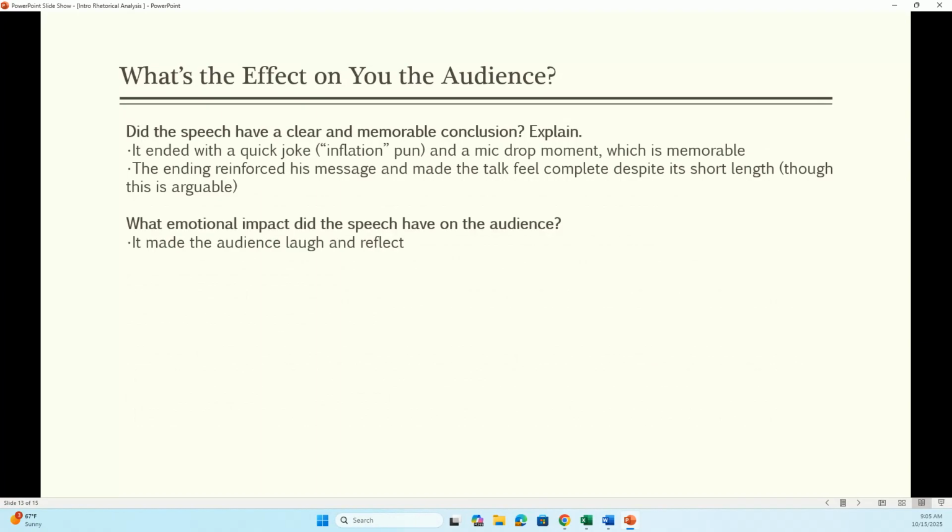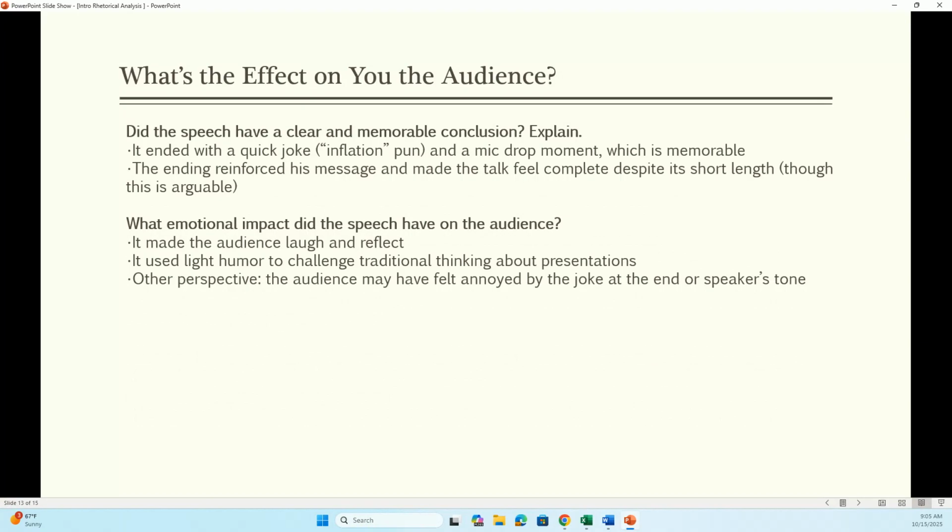And when you come to the emotional impact, you think of TED Talks as being very inspirational, but this one probably made the audience laugh and reflect a little bit, used the humor, tried to challenge our traditional thinking about what these types of presentations are all about. But again, another perspective, the audience might have felt kind of annoyed by the joke or the shortness of it. They wanted more out of it maybe, or the speaker's tone. So I think some of these things can be debated.